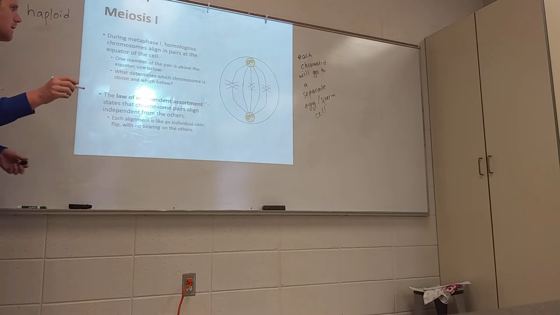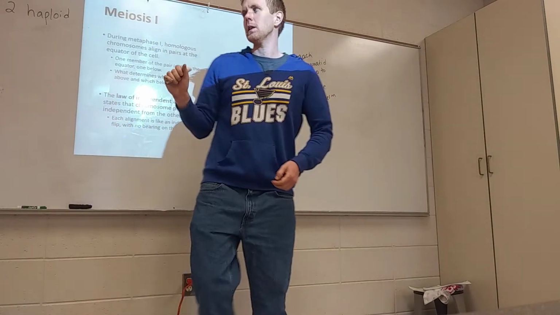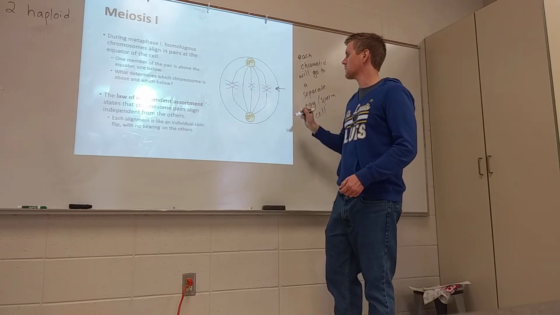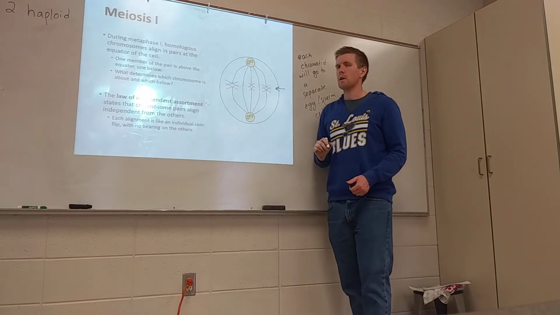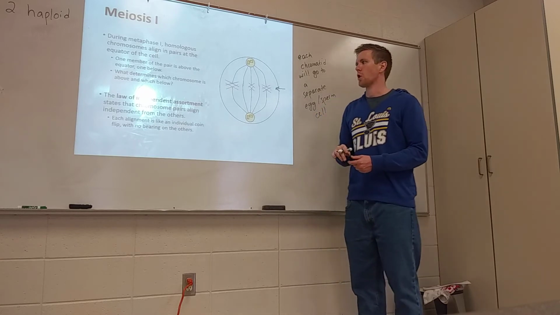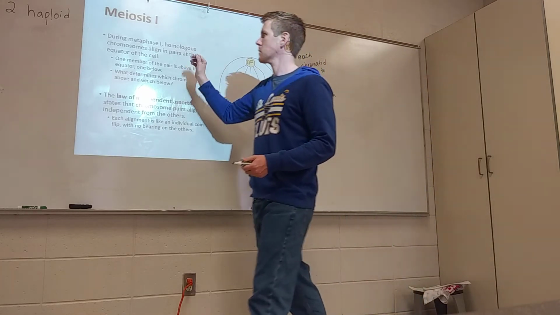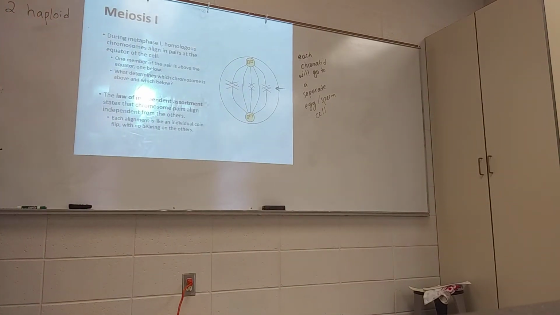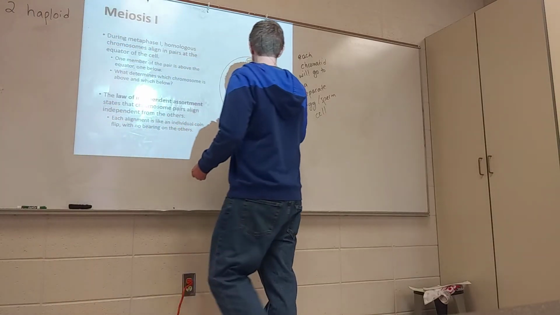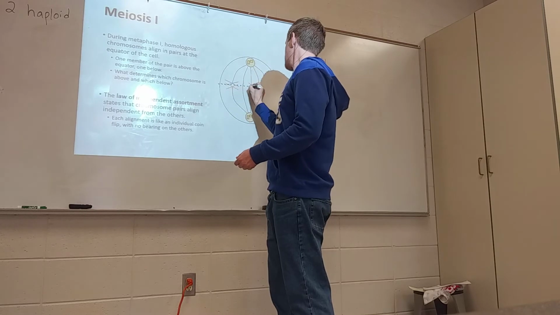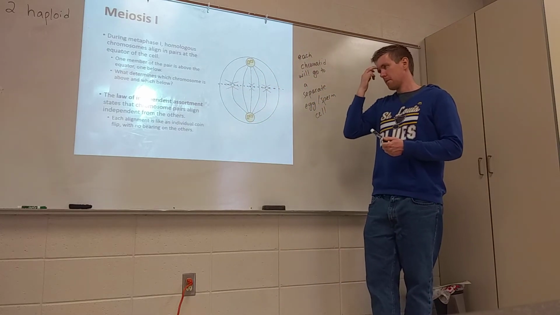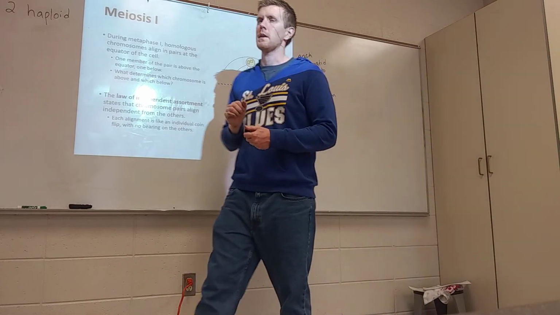Metaphase 1 sees the chromosomes aligning at the equator of the cell, just like in mitosis, except note that now they don't occur in a single file line, they occur in pairs. During metaphase 1, homologous chromosomes align in pairs at the equator of the cell, with one member of the pair above the imaginary equator, which we're going to draw right there, and the other chromosome below the equator.